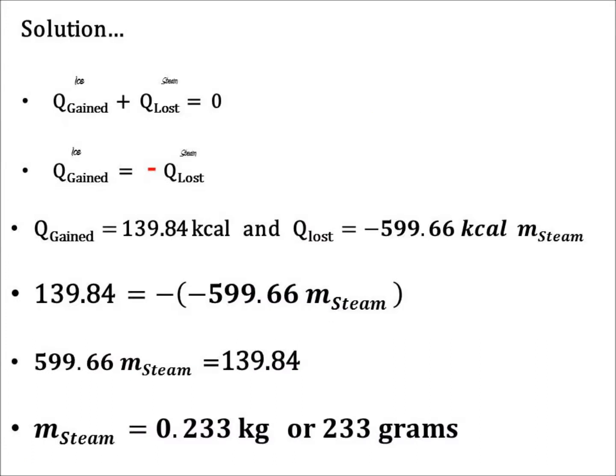The original equation, which is the heat gained by the ice equals the additive inverse of the heat lost by the steam, you're going to put the 139.84 kilocalories. That's going to be the heat gained, and negative 599.66 M steam kilocalories is going to be the heat lost. When you put them into the equation, notice that you take the additive inverse of 599.66 and you end up with 0.233 kilograms, or 233 grams, which is your final answer. Notice that the heat lost is negative, and it should be negative, or something was not done correctly.